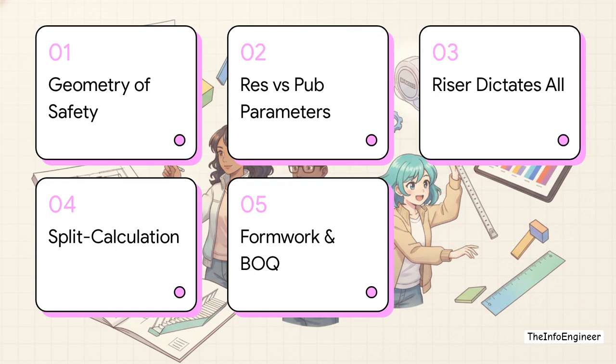Here is our structured design-to-delivery roadmap for today. First, we'll look at the geometry of safety. Second, we'll compare residential versus public parameters. Third, we'll discover exactly why the riser dictates everything. Fourth, we'll break down the incredibly useful split calculation method for concrete volume. And finally, we will wrap up with the realities of the site, like formwork, wastage, and finalizing your BOQ.